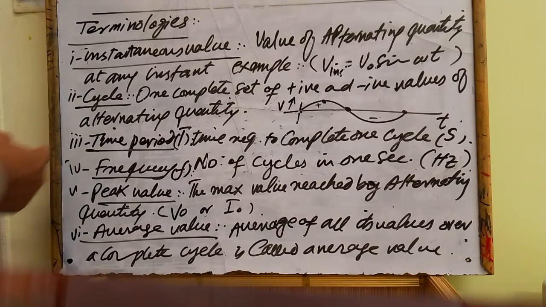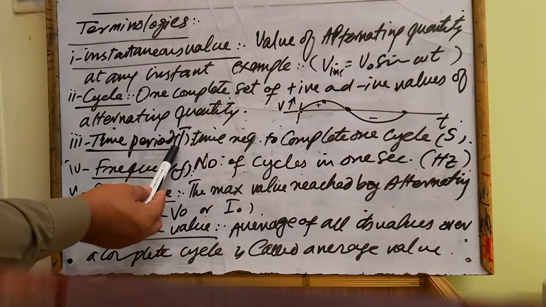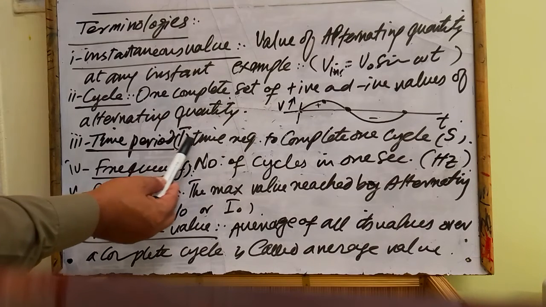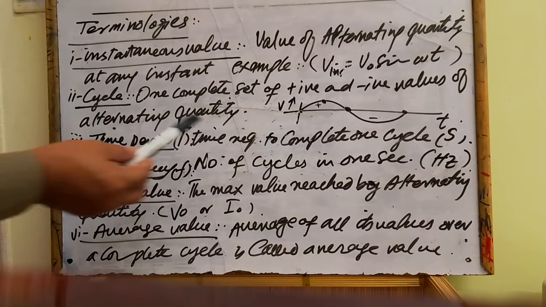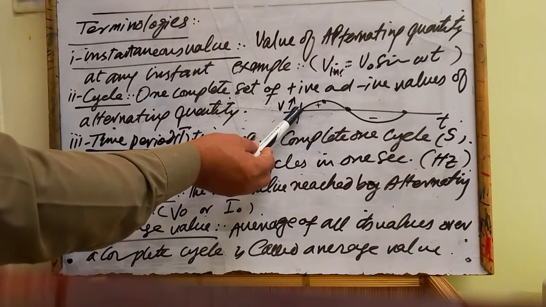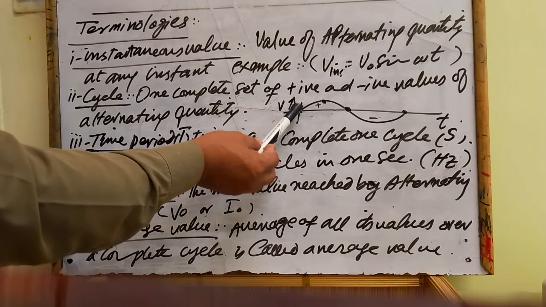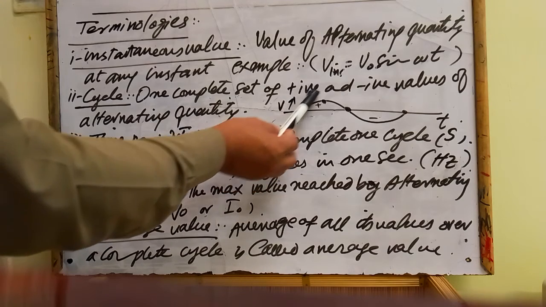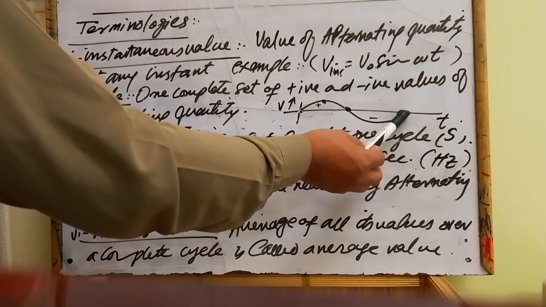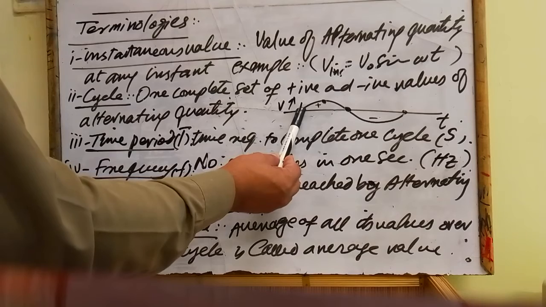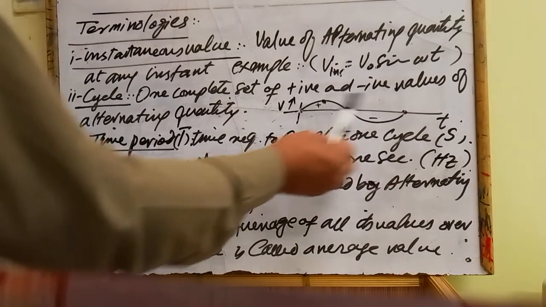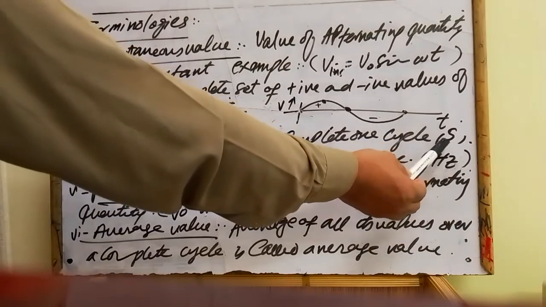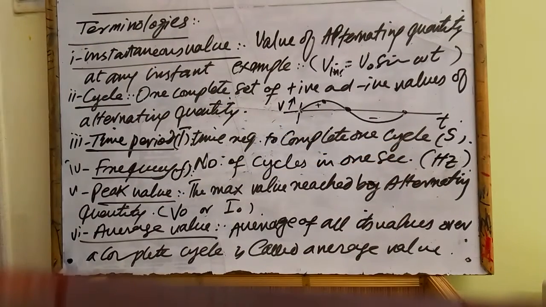Okay. The third one is time period, denoted by capital T and defined as the time required to complete one cycle. The time taken by the alternating voltage or the alternating current to start from 0 and complete one cycle here at this point. The total time taken from the starting point to the finishing point is one time period. The unit of time period is second.